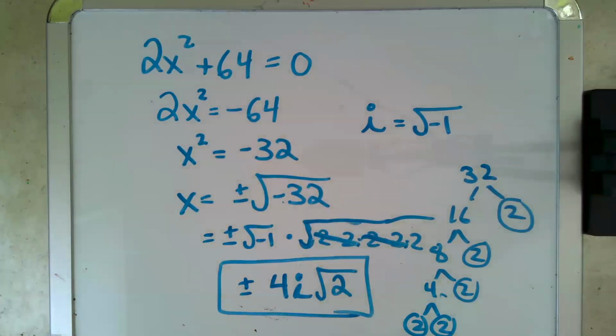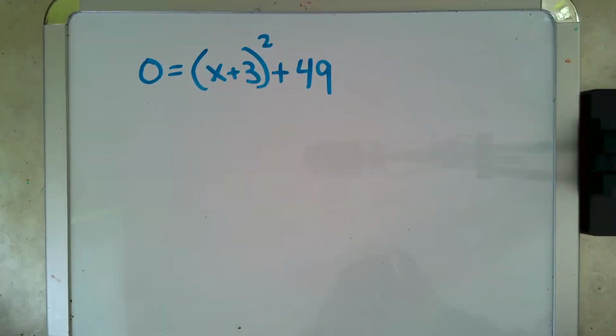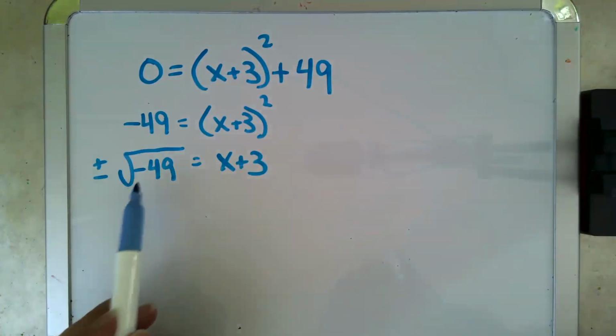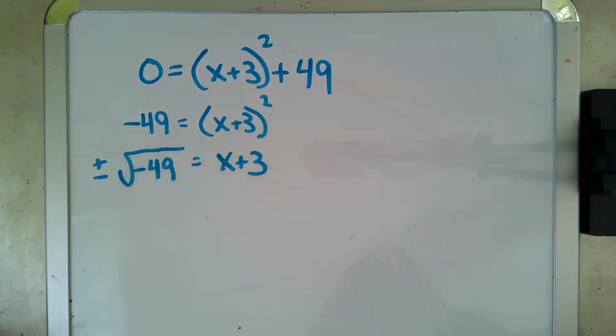Let's do it again. All right, and again, I'm asked to solve. Step 1, I'm going to subtract 49 from both sides. Next step, I'm going to square root both sides. Please don't forget, every time you square root, put a plus or minus in front of it.